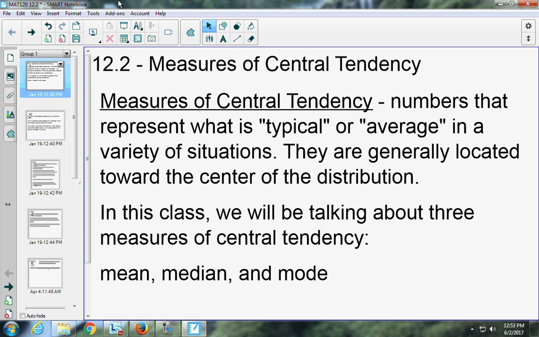In this class, Math 120, we will be talking about three measures of central tendency: mean, median, and mode. You'll also see mid-range on your homework, but it will not be on the test.